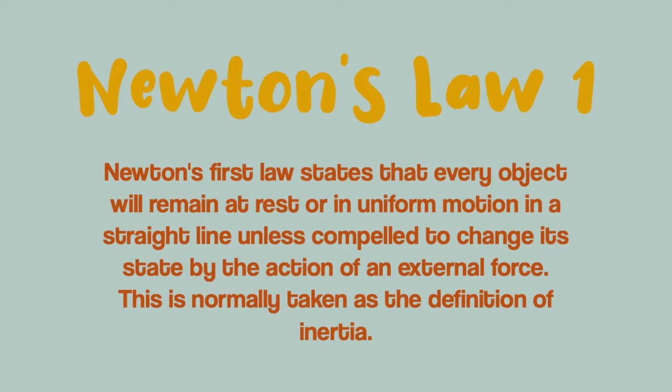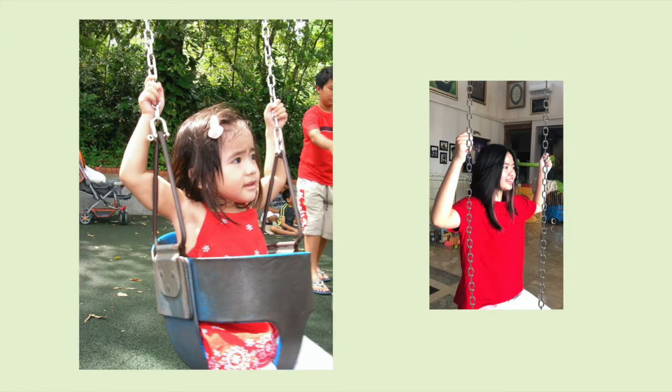Newton's first law states that every object will remain at rest or in uniform motion in a straight line unless compelled to change its state by the action of an external force. This is normally taken as the definition of inertia. There is an external force, which is me moving the object, which is the swing. Because of that, the swing moves and goes out of rest. But if there isn't any action of an external force, the swing will stay at rest. With all of this, we can see that Newton's first law is applied.